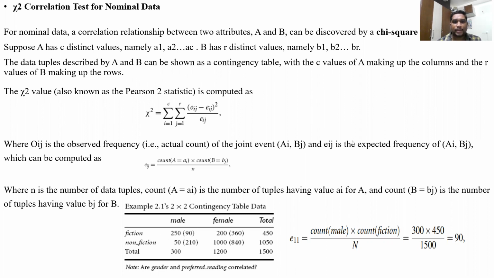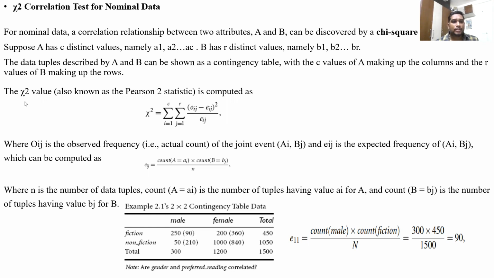This is a contingency table with the C values of A making up the columns, and the R values of B making up the rows. By combining columns, you get the C values. By combining tuples, you get the R values.